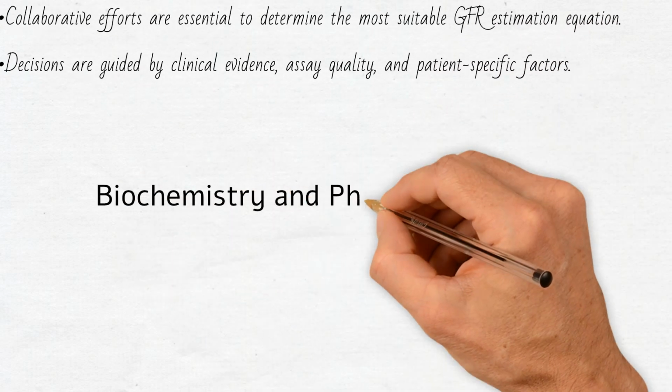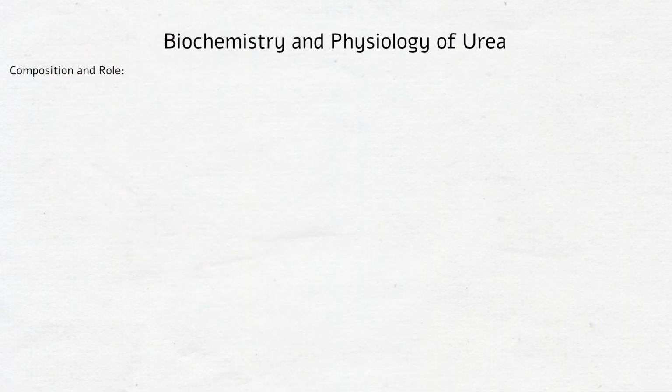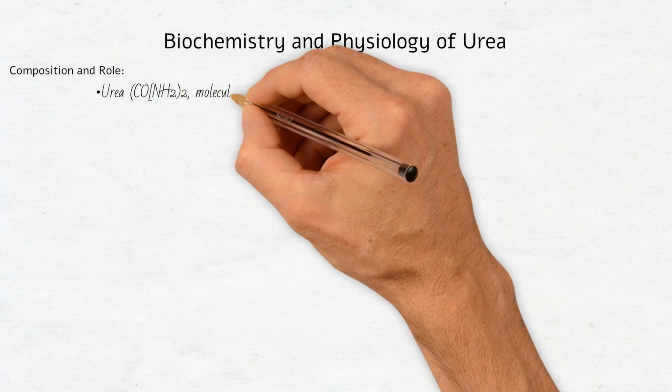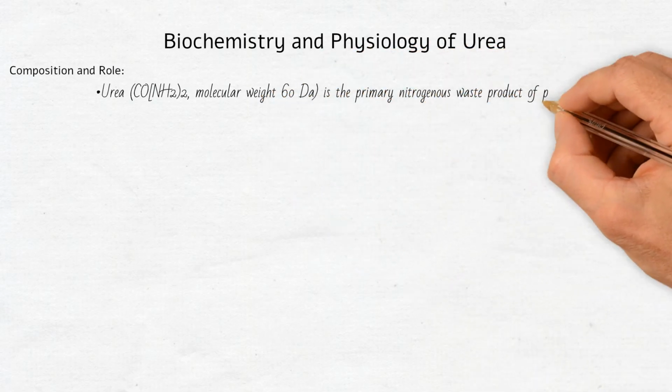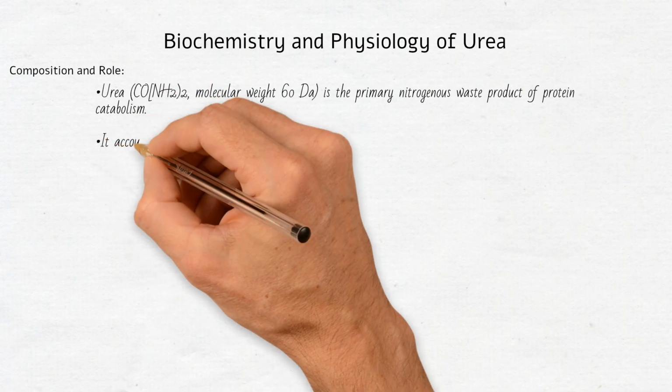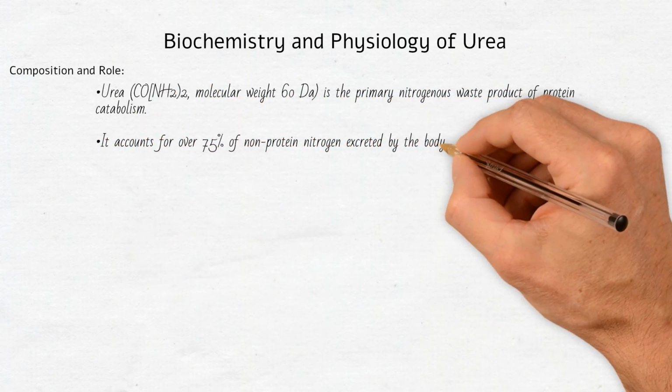Biochemistry and physiology of urea. Composition and role. Urea's molecular weight is 60 daltons. It is the primary nitrogenous waste product of protein catabolism. It accounts for over 75% of non-protein nitrogen excreted by the body.